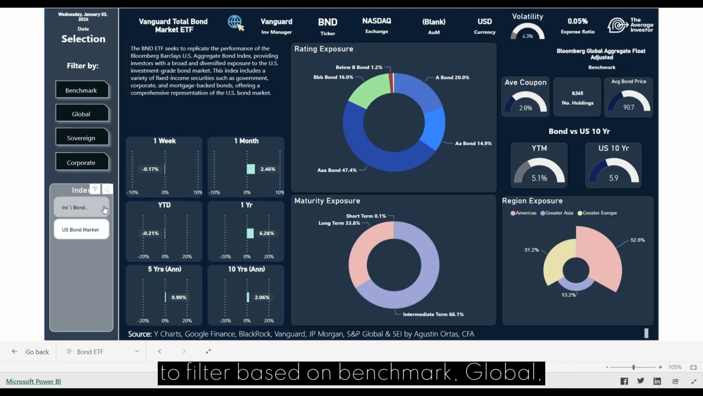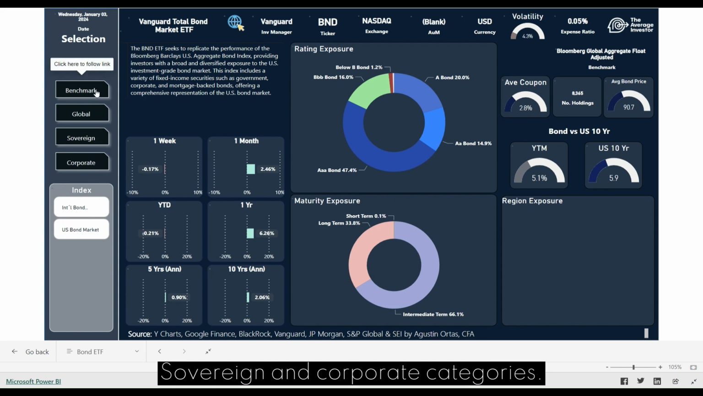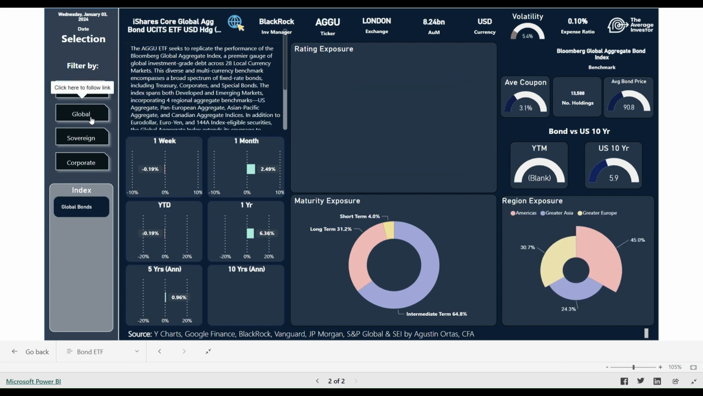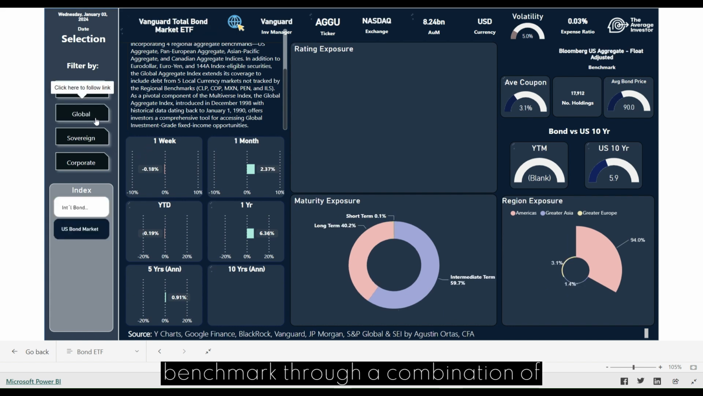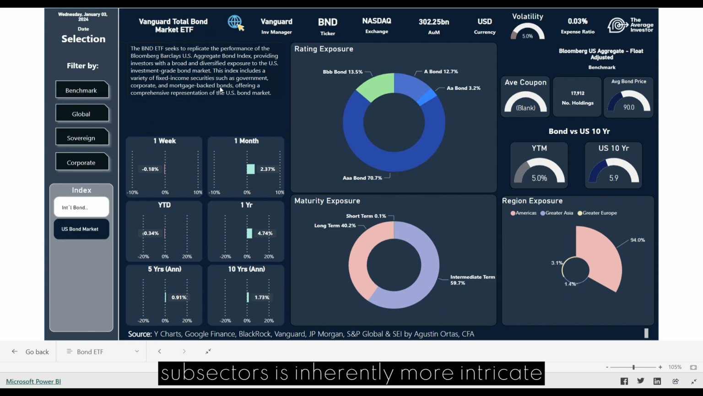You have the option to filter based on benchmark, global, sovereign, and corporate categories. It's crucial to recognize that the fixed income market exhibits greater segmentation compared to the equity market. Therefore, replicating the benchmark through a combination of subsectors is inherently more intricate in the fixed income realm.